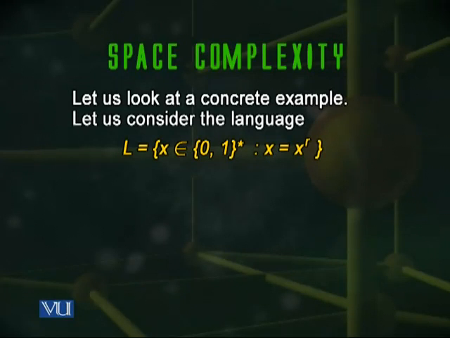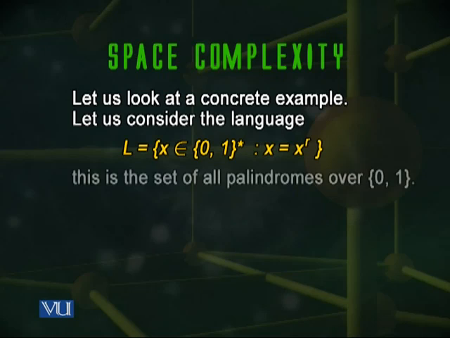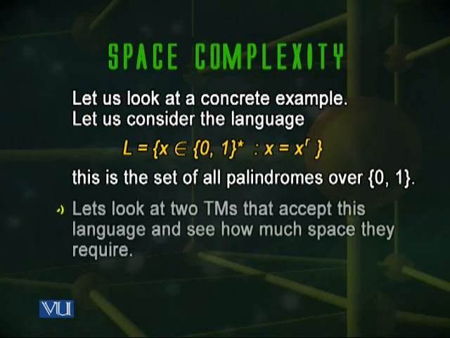Let us consider the language L, which is the set of all x over {0,1}* where x is equal to its own reversal. This is the set of all palindromes over {0,1}. We would look at two Turing machines that accept this language and see how much space they require.